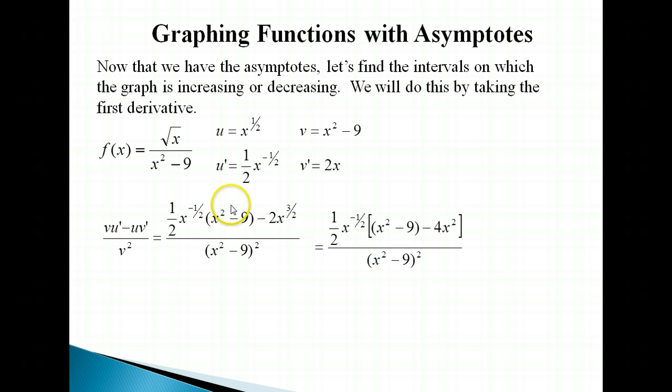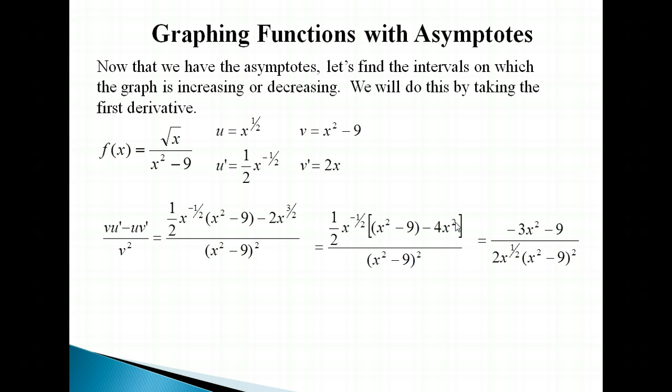So for the first term, that's all gone, and I'm left with x squared minus 9. For the second term, I'm actually dividing this. 2 divided by 1/2 is going to give me 4. And the x to the 3/2 divided by x to the negative 1/2, you would subtract those exponents, so you would have 3/2 minus negative 1/2, or 3/2 plus 1/2, which is 4/2, which is 2.